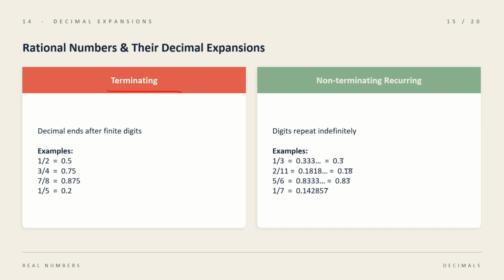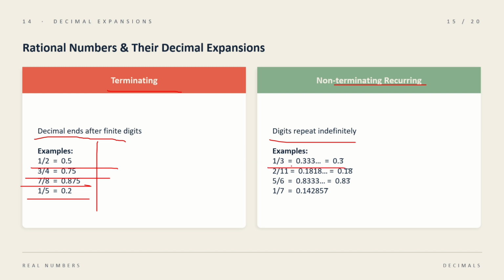Let's see some examples of terminating and non-terminating decimal expansions. Terminating decimal examples are 1 by 2, 3 by 4, 7 by 8 and 1 by 5. These are terminating decimal expansions, in which the decimal ends after finite digits. That means after some division it ends. And non-terminating recurring means digits repeat indefinitely.